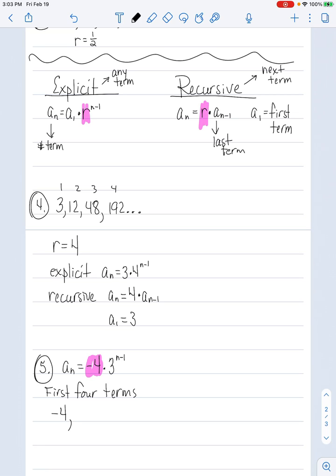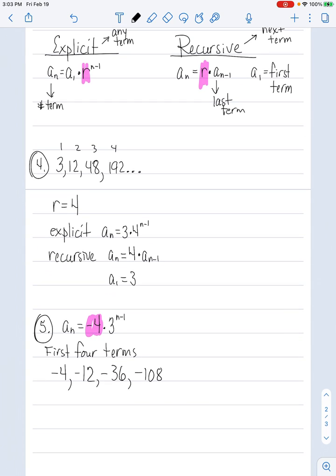So -4 times 3 is -12. -12 times 3 is -36. And -36 times 3 is -108. That's how you can use it to find the first 4, the first 5, or however many terms. But what if I ask you to find the 10th term?